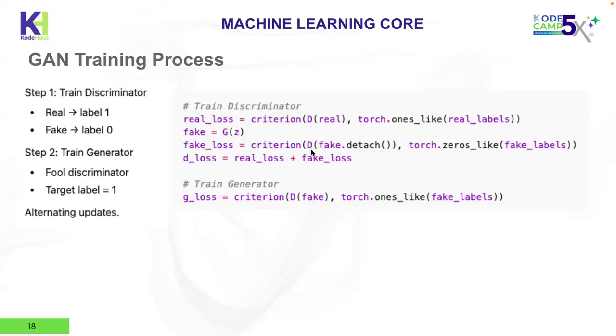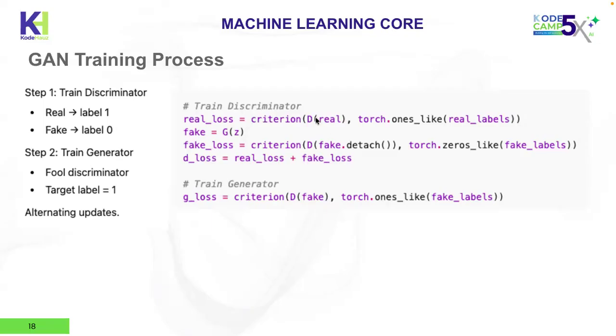So if the fake is zeros, like fake labels, and the discriminator thinks the fake is real, then this loss will be higher. But if it thinks the fake is fake, then this loss will be lower. So you now have a situation where you're calculating the real loss, what it thinks of the real value, and what it thinks of the fake value. And the total loss is the combined loss.